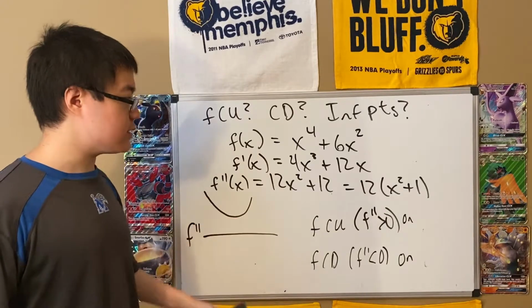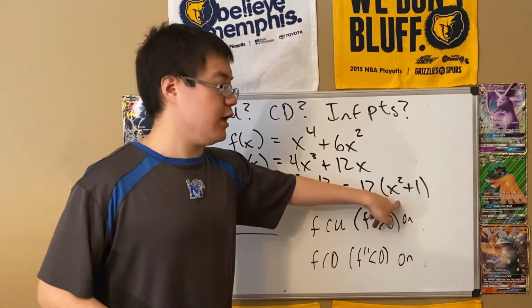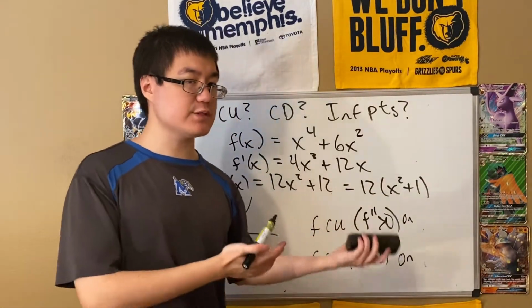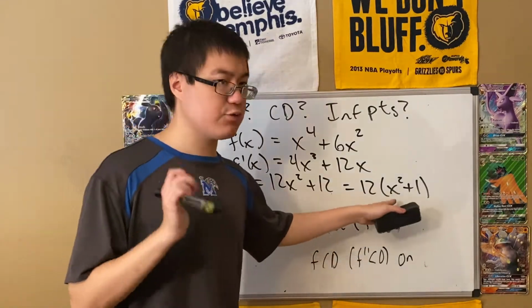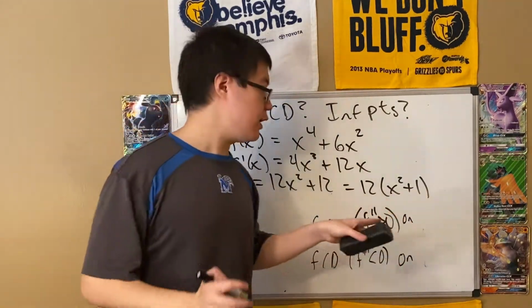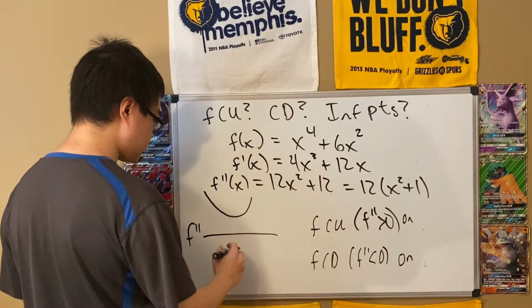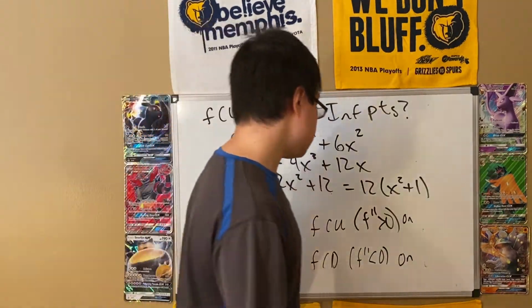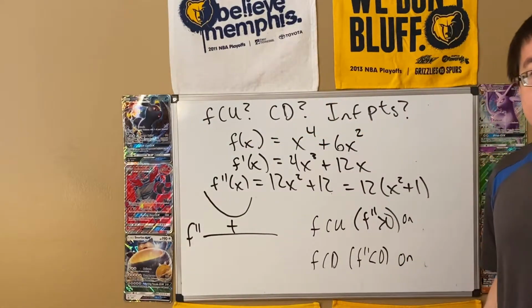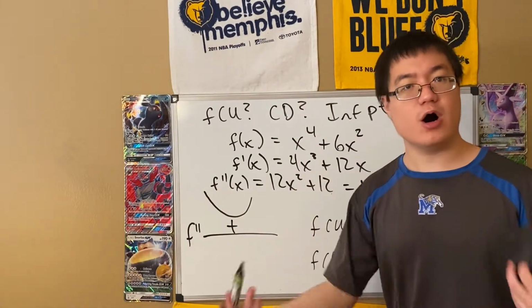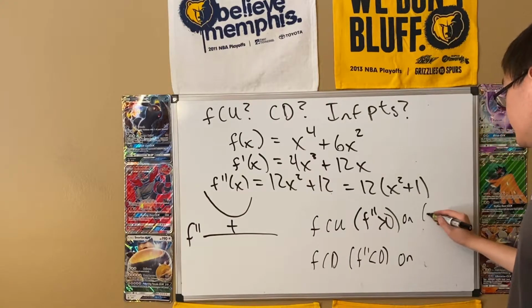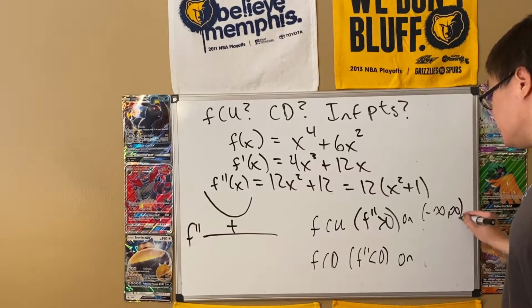Where's this sign chart positive? It's positive everywhere. If you plug in any number and you square it, even if it was a negative number that you plugged in, once you square it, the negative goes away, you add one, this is never even 0. So in this case, this sign chart is always positive. So what's the answer? Well, f is concave up when f double prime is positive. Where is this positive? Always. So what you can say is from negative infinity to infinity, every single number in the world.